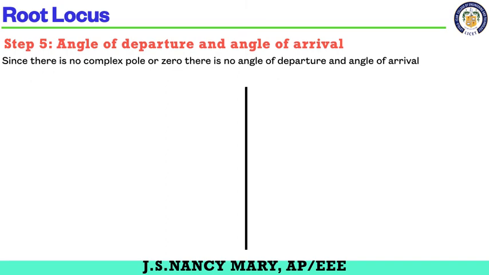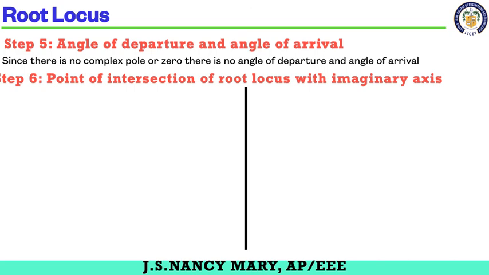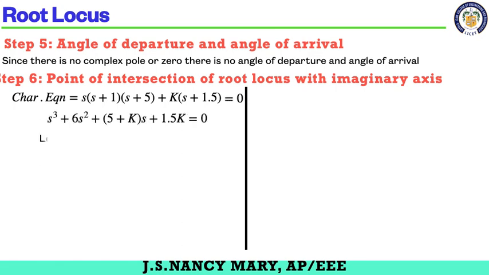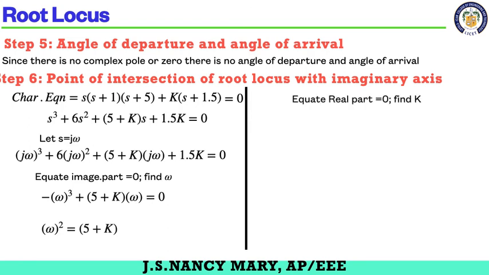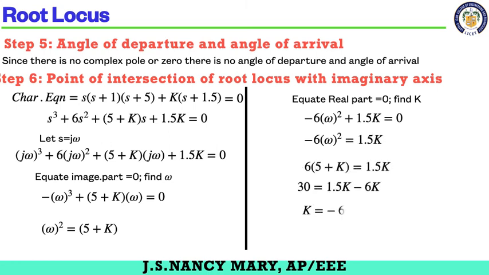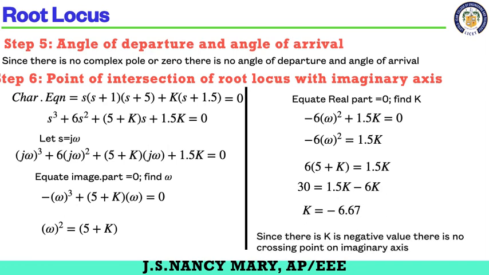Complex pole or complex zero must be there for the angle of departure and angle of arrival. Then point of intersection of root locus with imaginary axis. So this is my characteristic equation, equate it to 0. Then you put s is equal to j omega, separate the imaginary part and the real part. So imaginary part you equate it to 0, you will get omega square is equal to 5 plus K. Real part you equate it to 0, you will get this expression. From those two expressions you will get K is equal to minus 6.67. So there is negative value, so there is no crossing point on the imaginary axis.